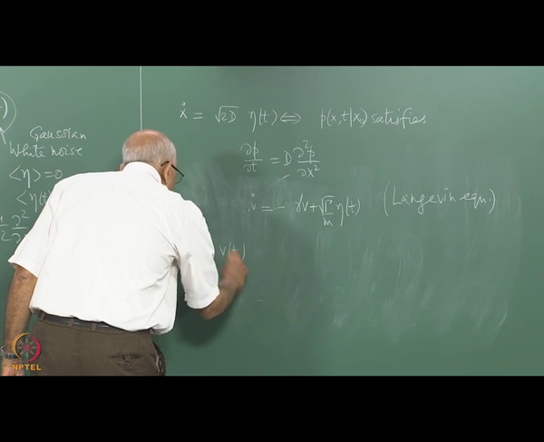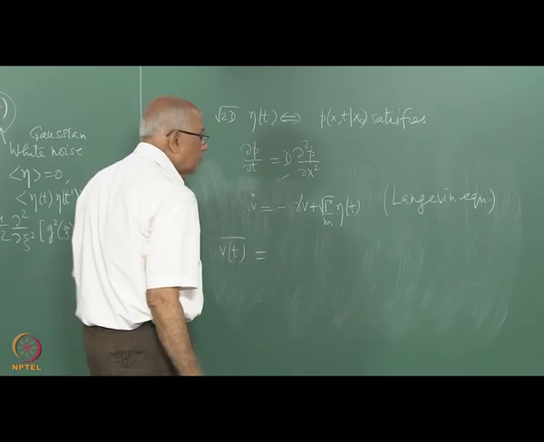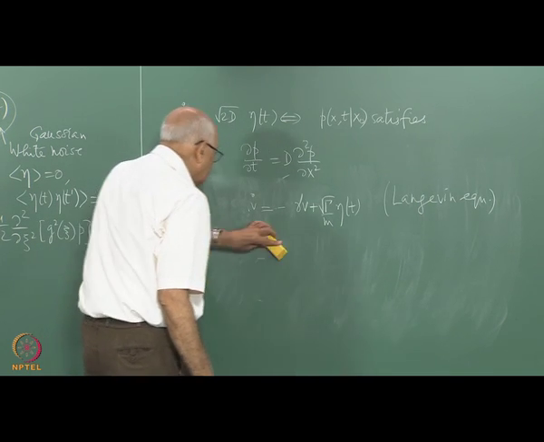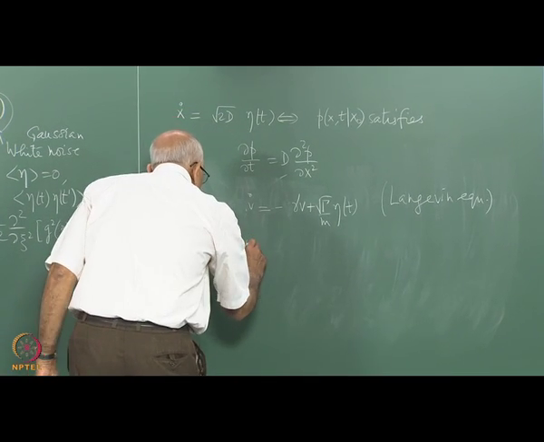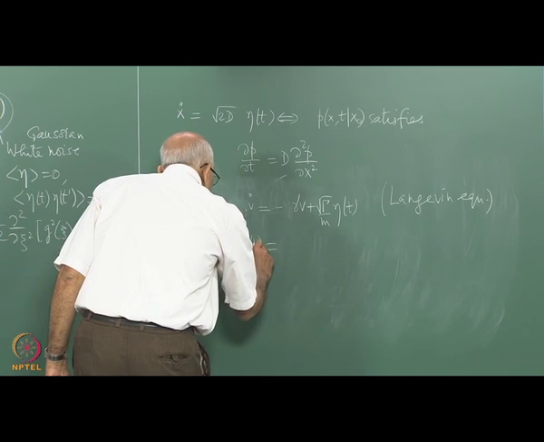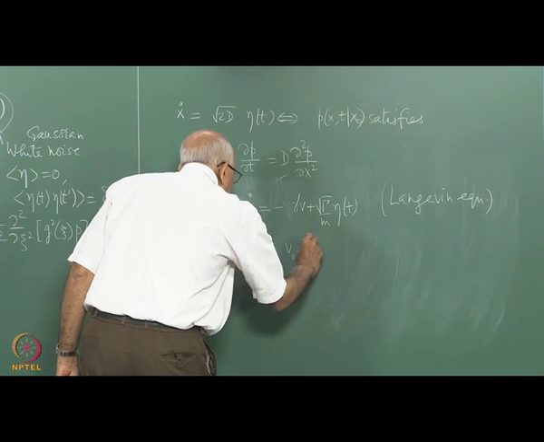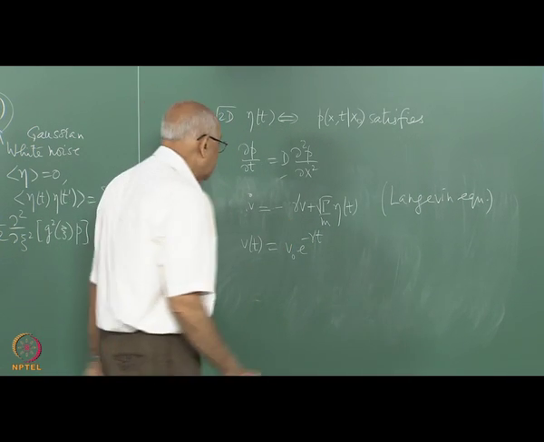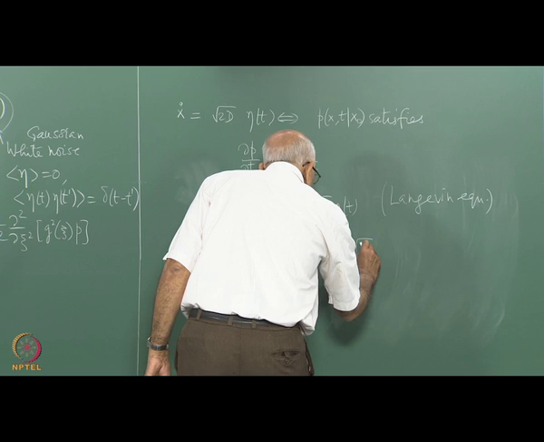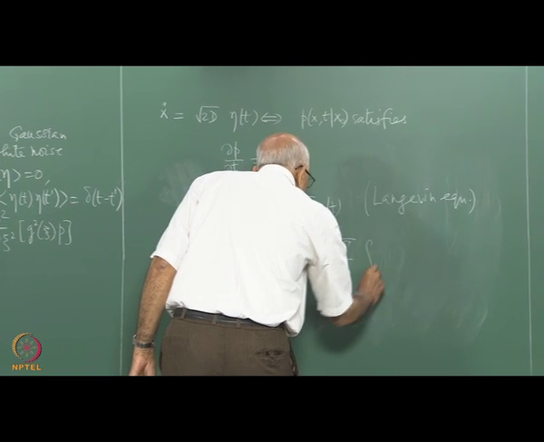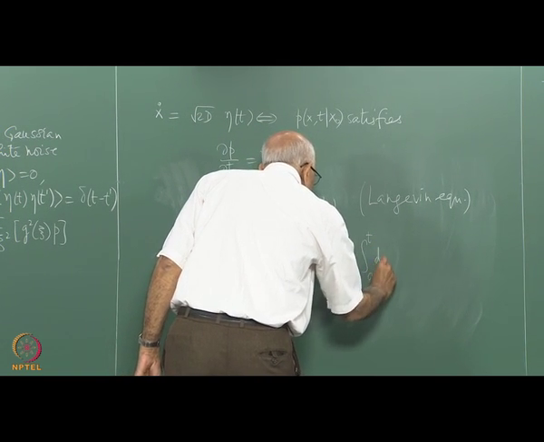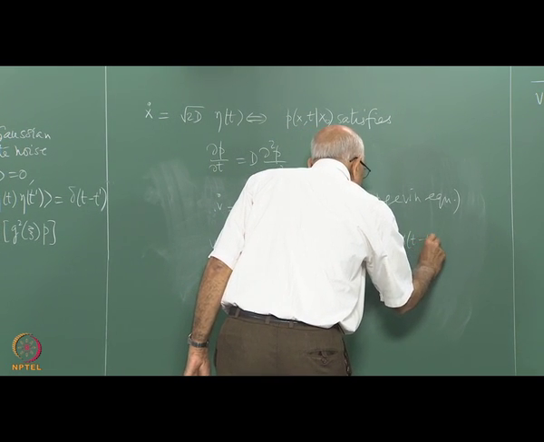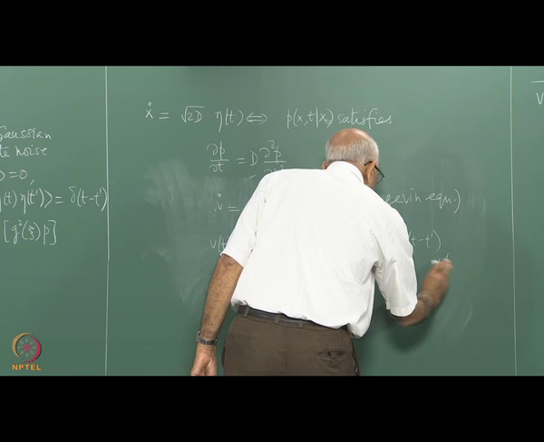then the average of V of t equals the solution. Now, by the way, we can write down the solution first, let us do that. So the solution is V of t equal to V naught multiplied by e to the minus gamma t, because there is this term here, plus square root of gamma over m times the integral from 0 to t dt prime of e to the minus gamma (t minus t prime) eta of t prime.